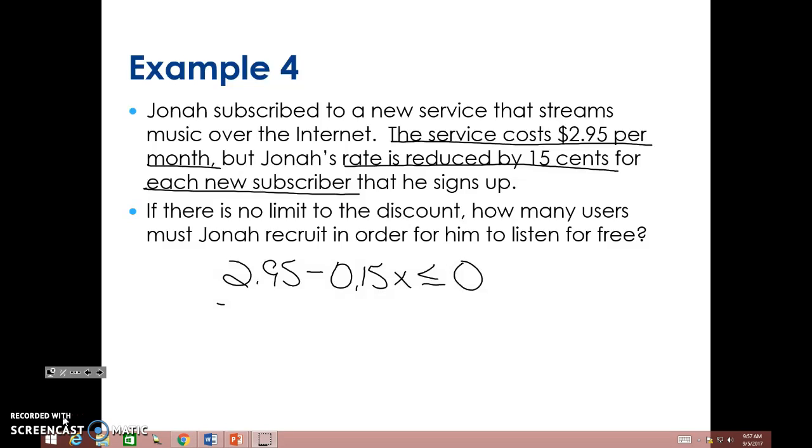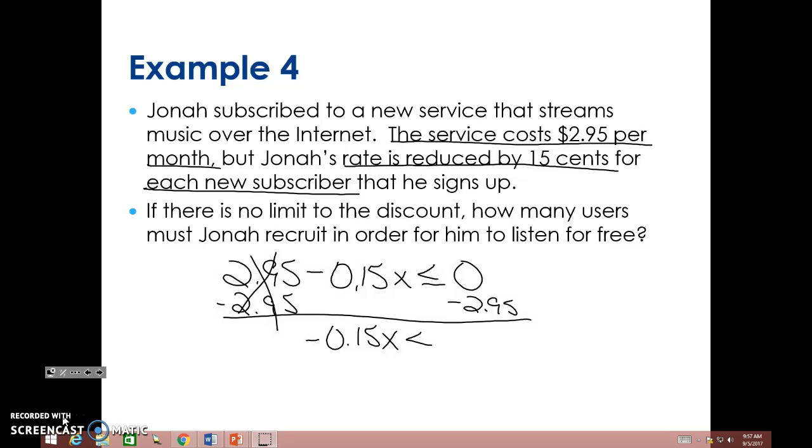So the first thing we're going to do is subtract 2.95 from each side. That way we can get our x by itself. So that's going to leave us negative 0.15x is less than or equal to negative 2.95 on the right side. Next, we would divide both sides by negative 0.15. And you have to remember here, when we divide by a negative number, that does what? Got to change the sign. So we're going to have x has got to be greater than or equal to.